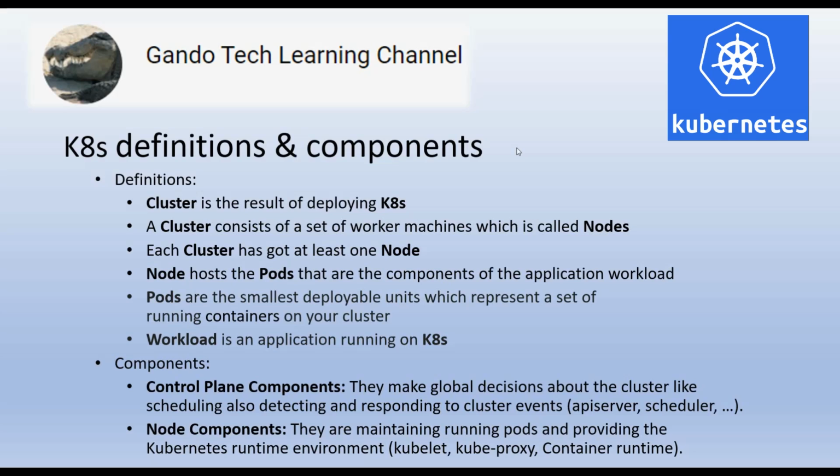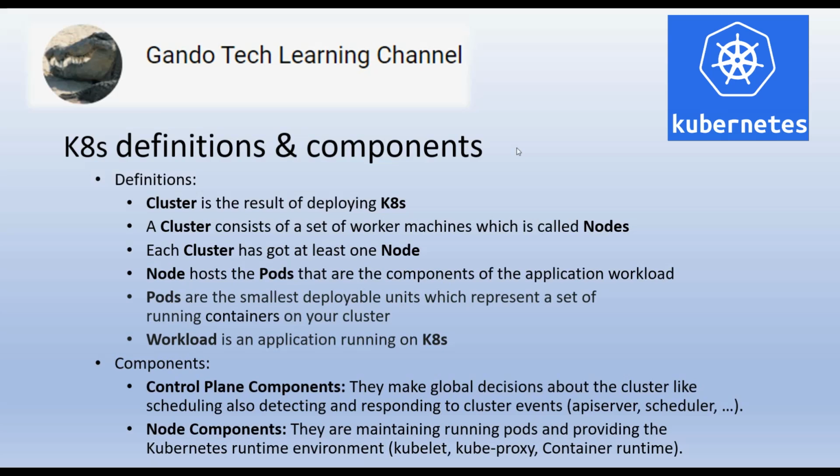And nodes host the pods. Each node has several pods, and these are the components of the application workload. Pods are the smallest deployable units, which represent a set of running containers on your cluster. And also the workload: the workload is an application running on Kubernetes. So these are the definitions you really need to know about Kubernetes.